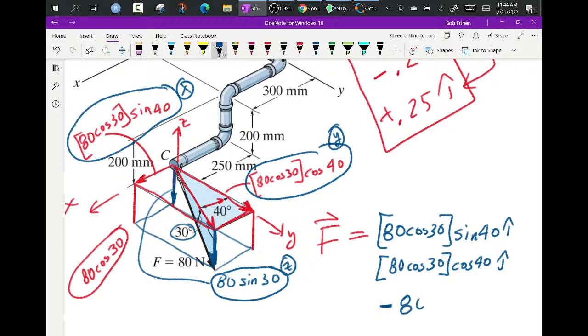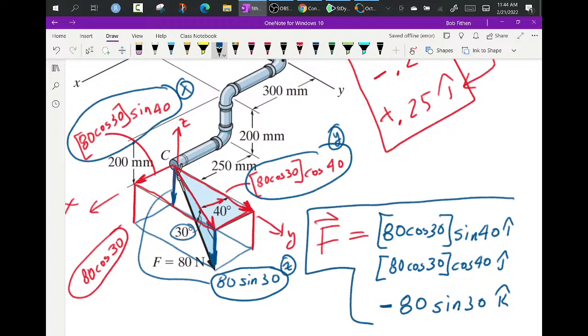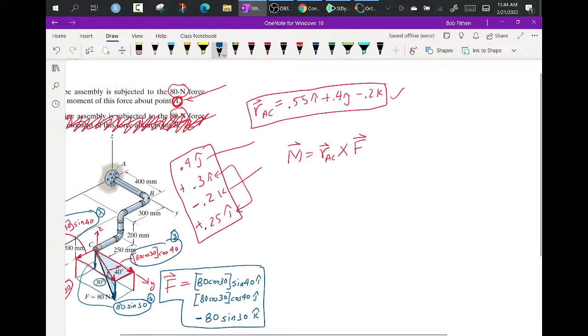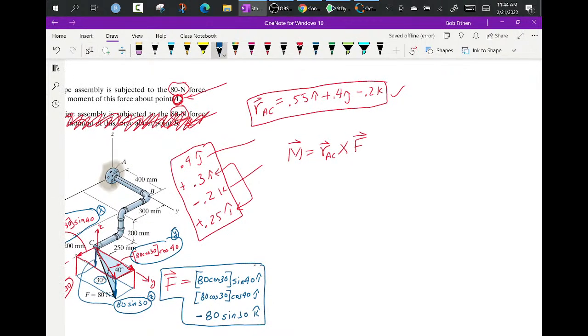Minus 80 sine of 30 K. Now, when I'm all done, guess what? I've got this vector, and I've got this one. So all I have to do is take the force vector and the R vector and cross them. And that gives me my answer.